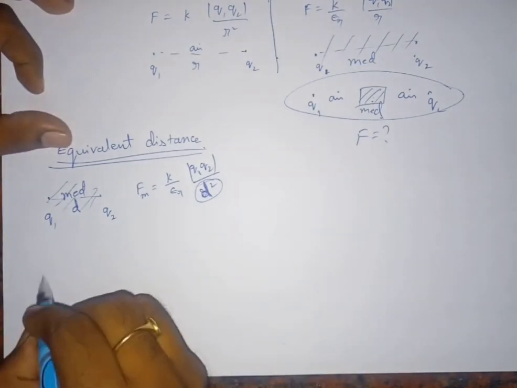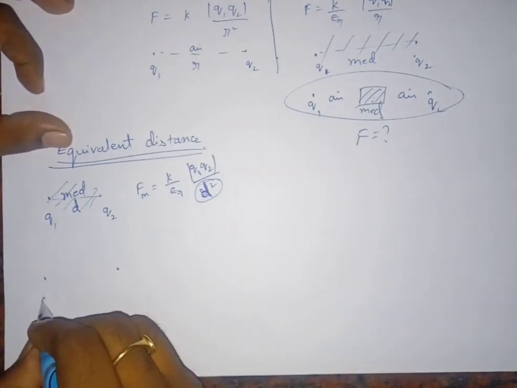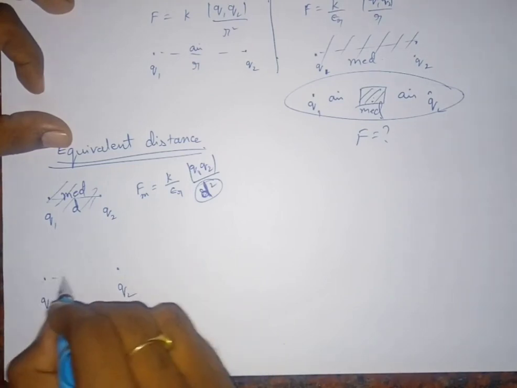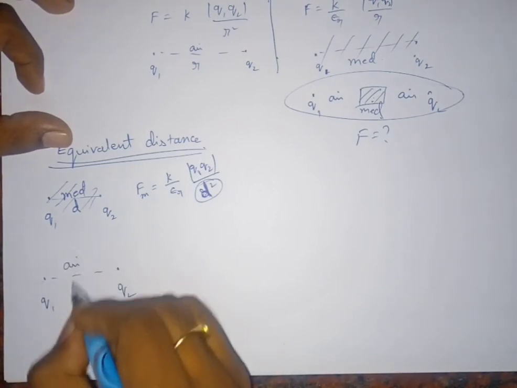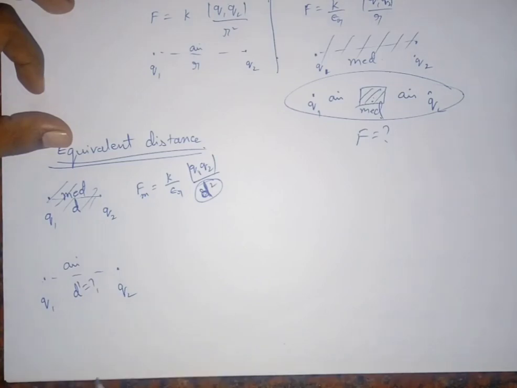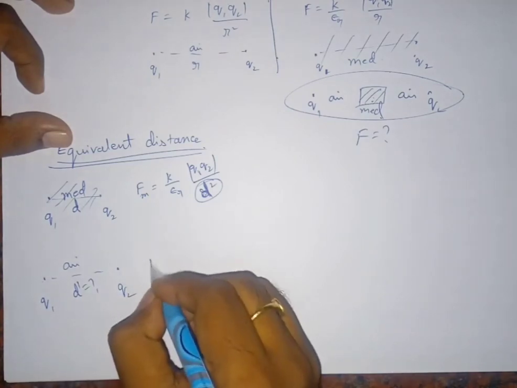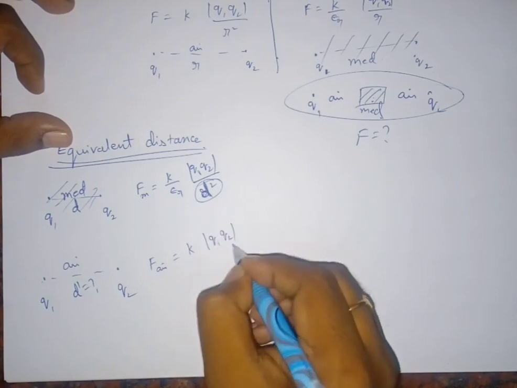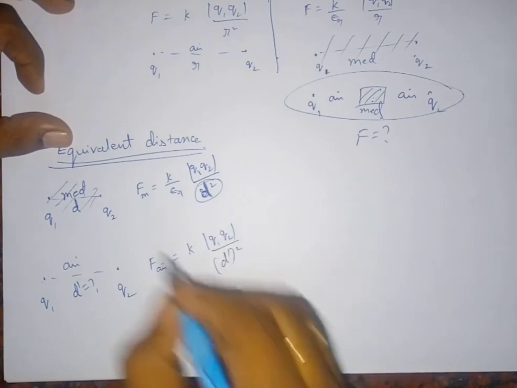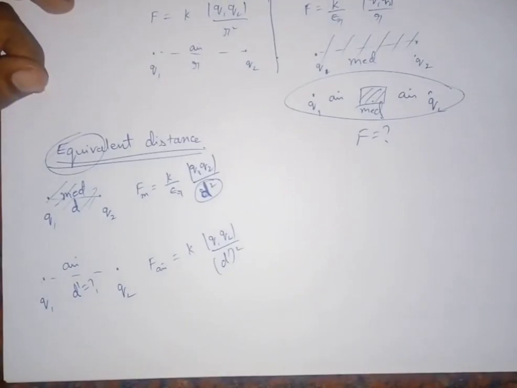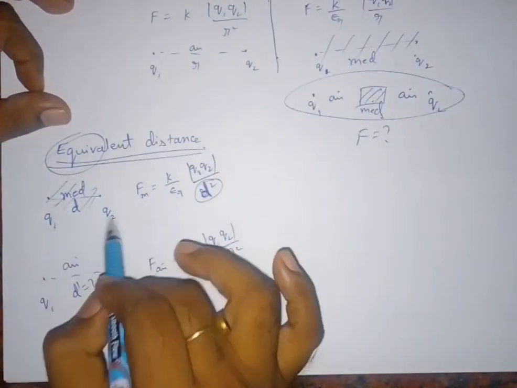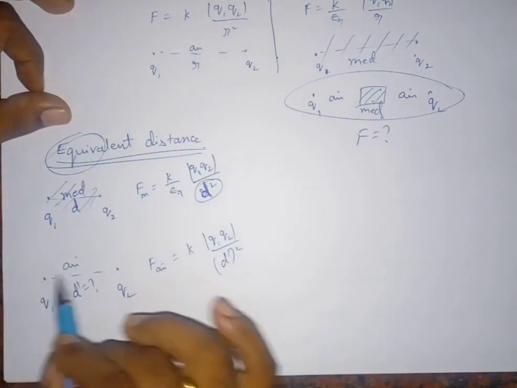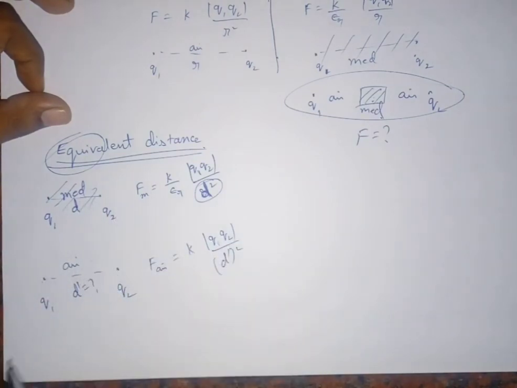Now what should be the separation between the same charges in air, d dash? What should be the separation so that the force continues to be the same? That is our whole thing when we say equivalent. So what is equivalent? The force should be equal. So the force between charges in medium and the force between the same charges in air should be same.